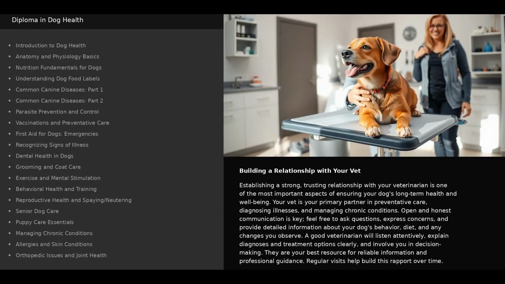Building a relationship with your vet. Establishing a strong, trusting relationship with your veterinarian is one of the most important aspects of ensuring your dog's long-term health and well-being. Your vet is your primary partner in preventative care, diagnosing illnesses, and managing chronic conditions. Open and honest communication is key.